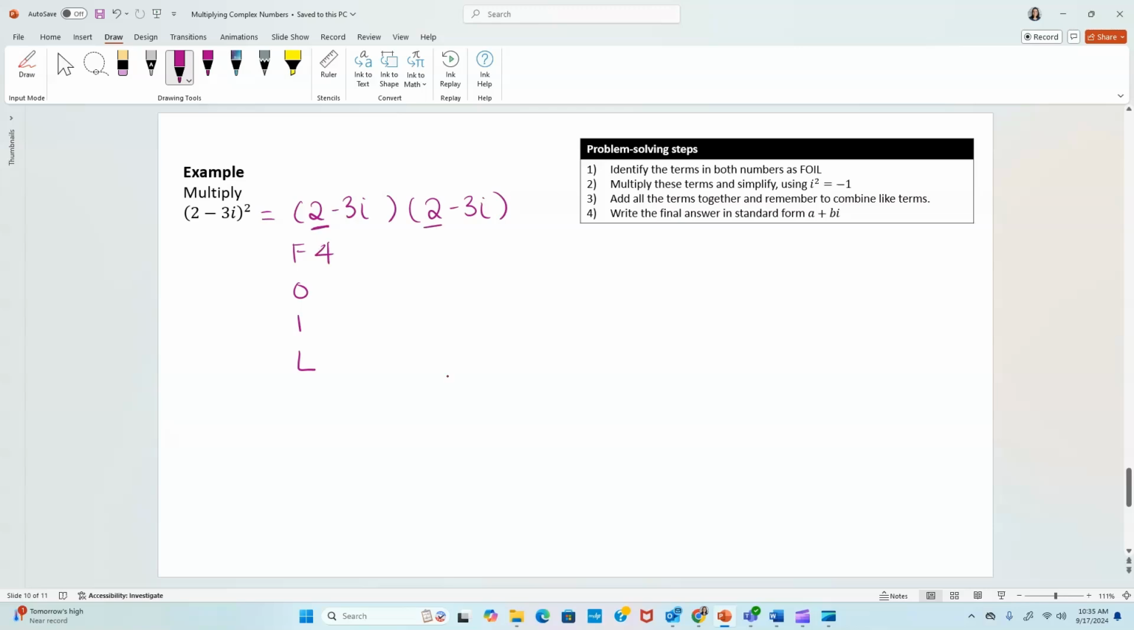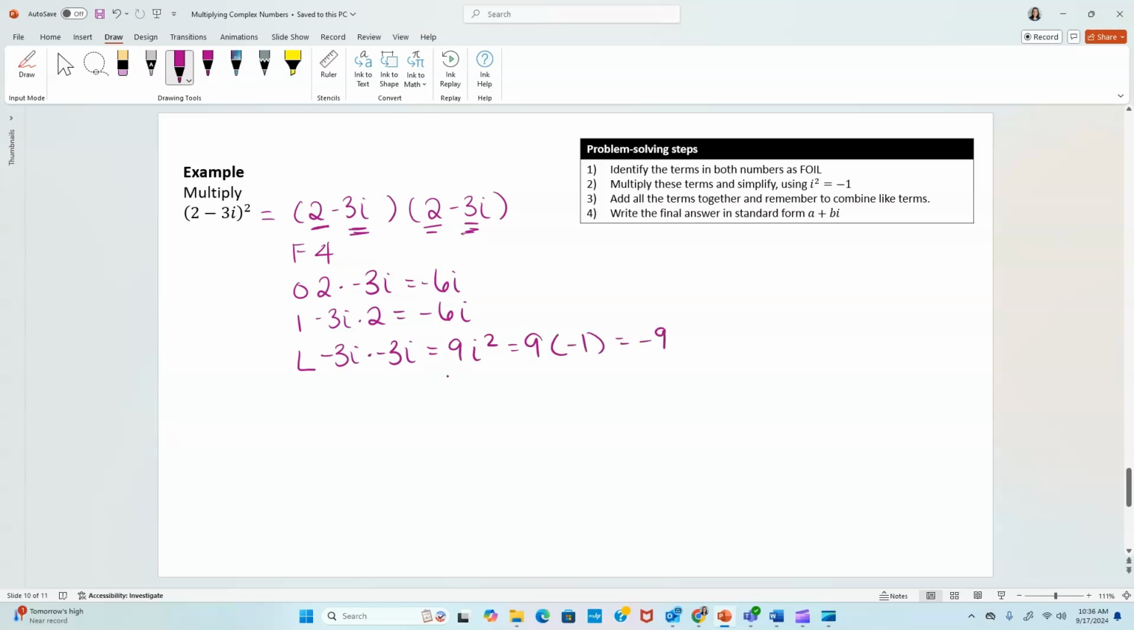Outside, we have 2 times -3i, which becomes -6i. Inside, -3i times 2, which is -6i. And then last, -3i times -3i, which becomes 9i squared. 9i squared becomes 9 times -1, which is equal to -9.